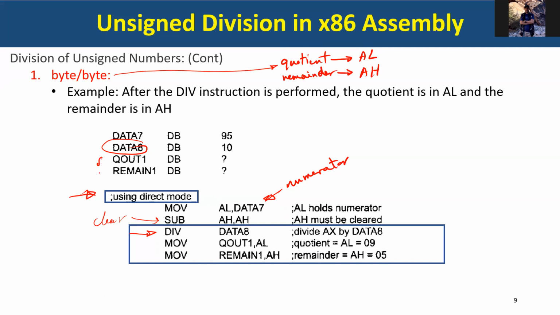So in that case, there are two variables called quotient one and remainder one. Each one is 1 byte. And we want to store the result of this division operation into the quotient and the remainder variables. So we move AL to quotient one and we move AH to remainder one. Of course, again, this is not mandatory, but if your application needs to use a separate variable or a memory location to store the outputs, then you should do something like this.